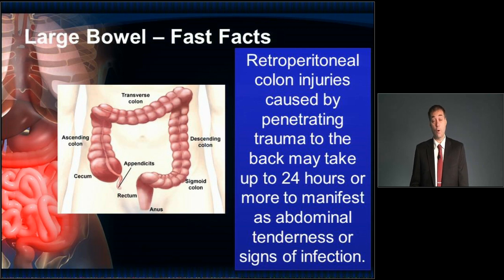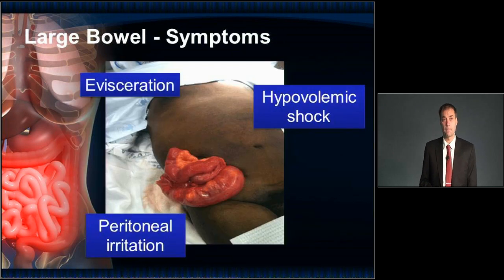Now, part of the colon is behind the peritoneum. So retroperitoneal colon injuries are more likely to have a delayed onset of symptoms, and they're more likely to manifest as abdominal tenderness or signs of infection. And these are more common when you have penetrating trauma to the back.